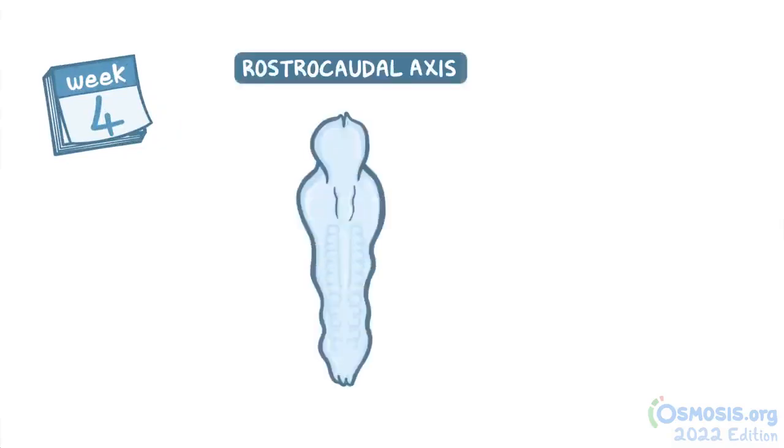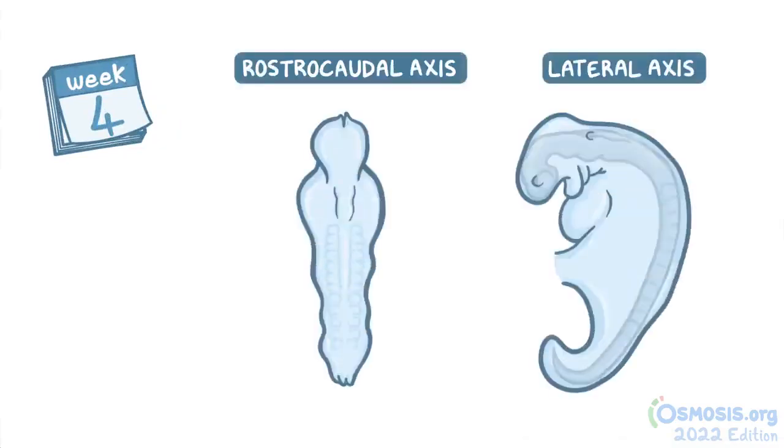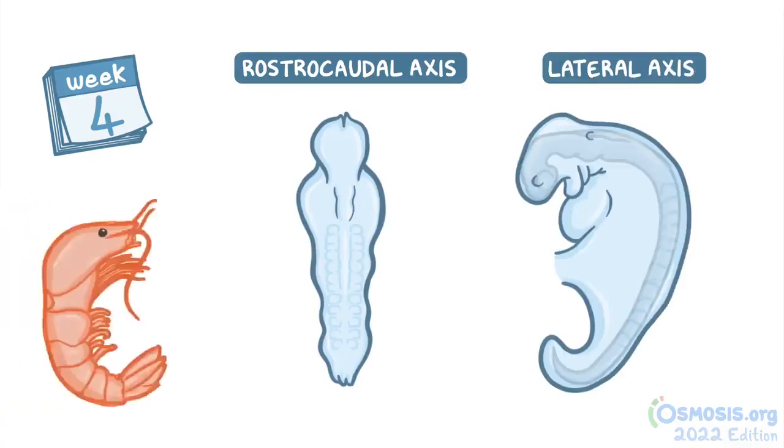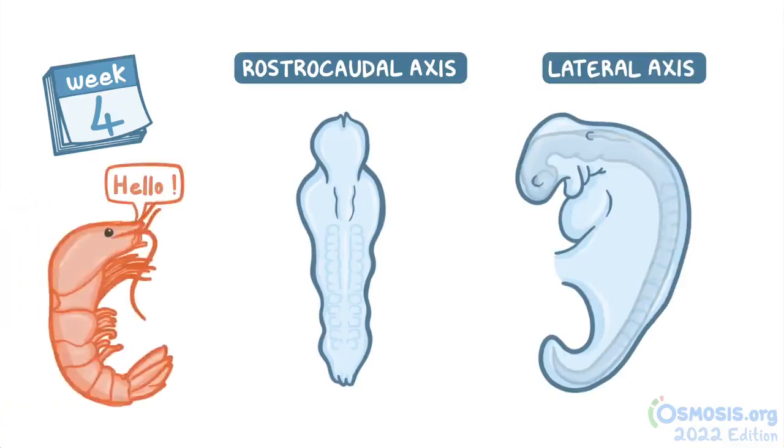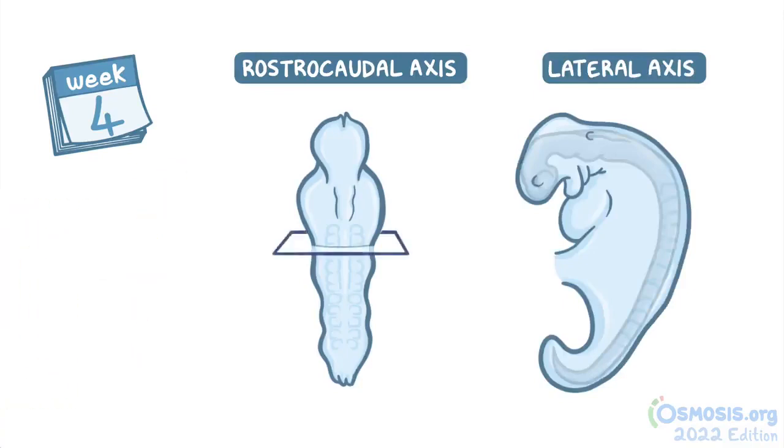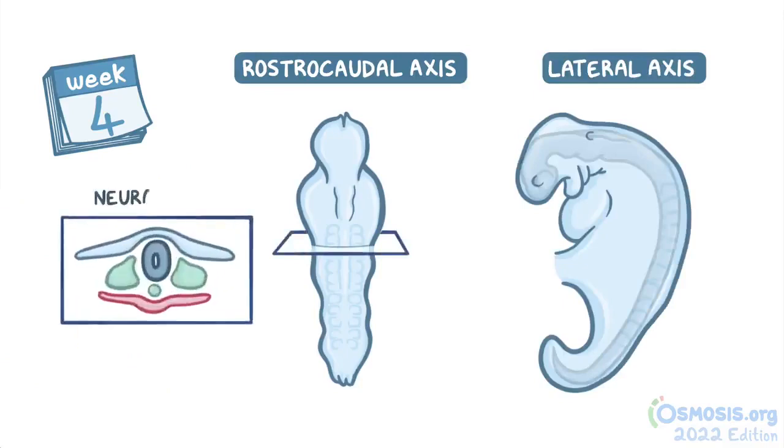By week 4 of development, as a result of the folding of the embryo along the rostrocaudal axis and the lateral axis, it takes on a more recognizably human form. But to be honest, it still looks more like a shrimp than a baby. At the head end of this shrimp-like creature, the neural tube expands greatly, forming the primitive forebrain, which produces a bulge known as the frontal prominence.